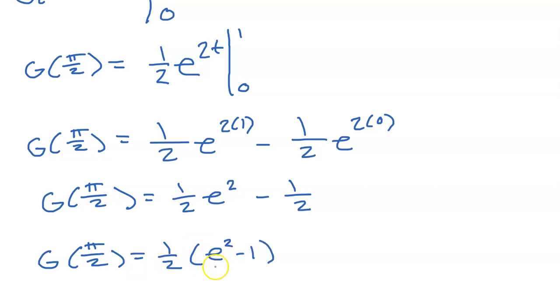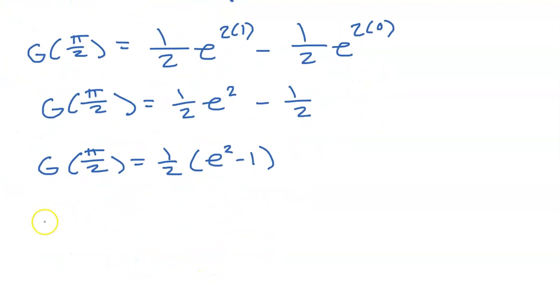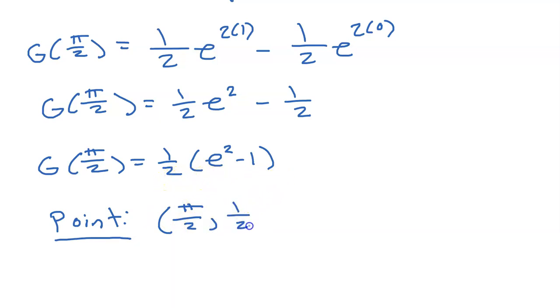Remember, all of this is the y value. So we now have the point. It's pretty crazy looking, but it's still just a point. The x value is pi over 2, and the y value is all of this. So 1/2 e squared minus 1. Okay, that's the point.